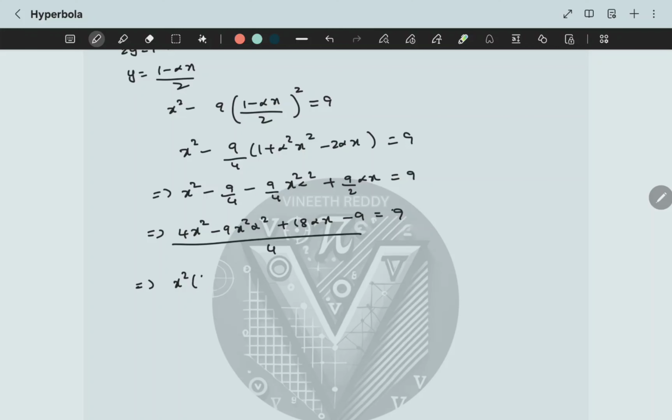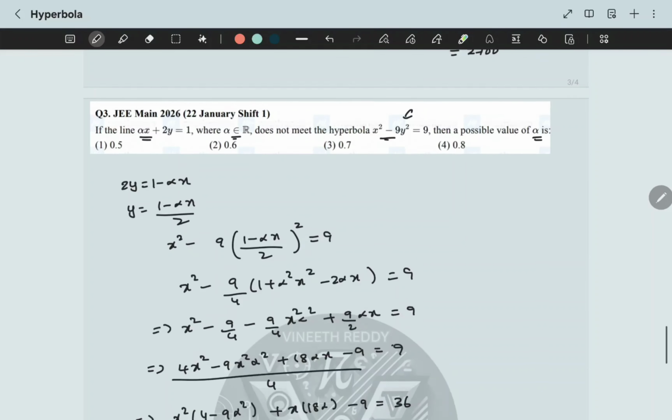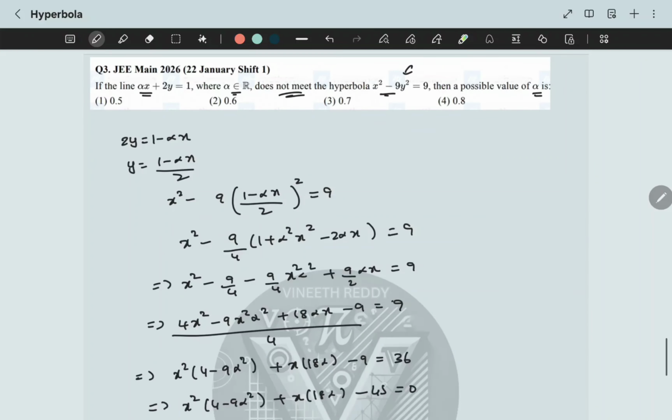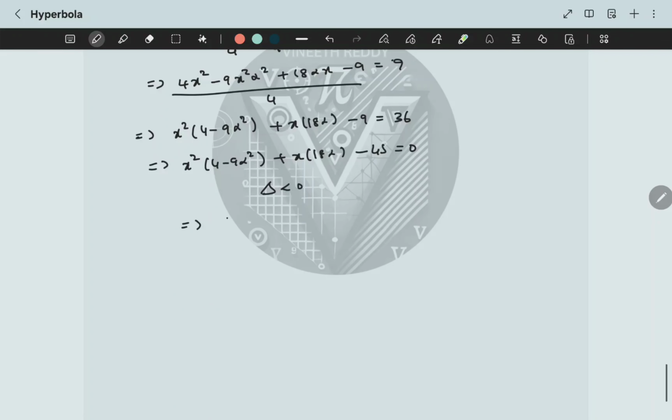So we can write it as x square into 4 minus 9 alpha square plus x into 18 alpha minus 9 is equal to 36. So we can definitely write it as x square into 4 minus 9 alpha square plus x into 18 alpha minus 9 minus 36, which is minus 45. Now since it's a quadratic equation in x, if this line does not meet the hyperbola, the discriminant should definitely be less than 0, dear students. So we can write it as 18 alpha whole square, b square minus 4ac. This should be less than 0.